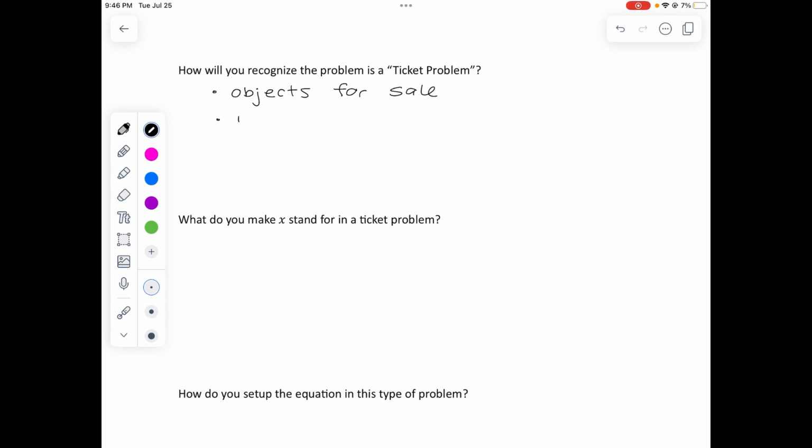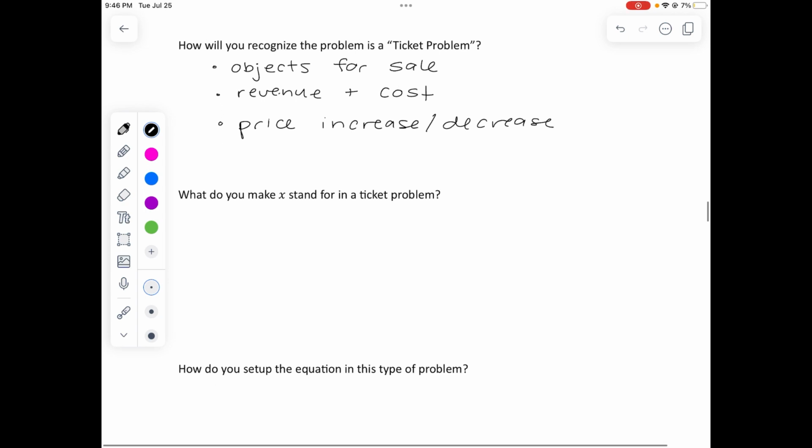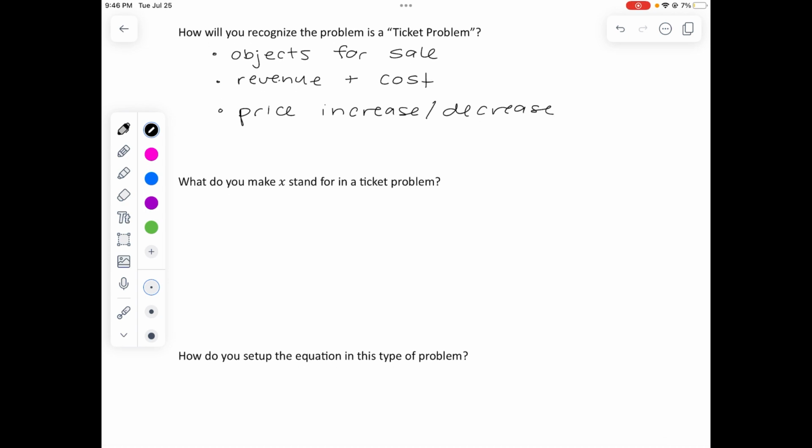It'll talk about revenue and cost, and the biggest thing that gives it away is that it will always mention a price increase or a price decrease. We didn't look at an example of that, but sometimes it represents a price decrease. You set it up the same way, you just have a subtraction sign instead of an addition in your cost bracket.